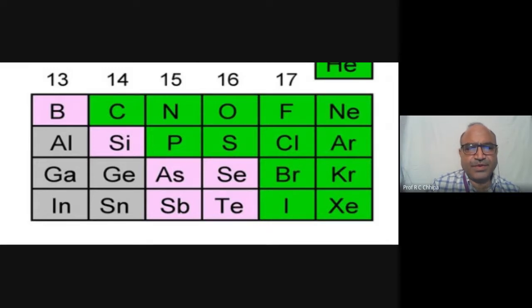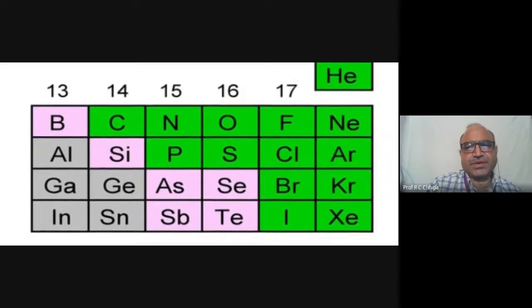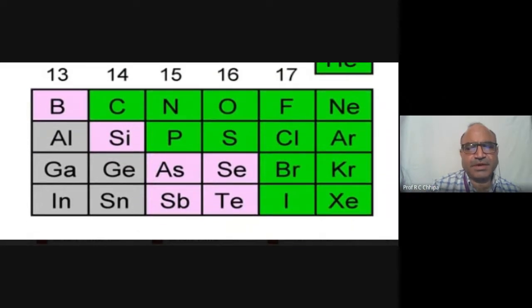2p1, 2p2, 2p3, 2p4, 2p5, and 2p6. So overall we get neon, and we are well aware that group number 18 is the inert gas, because the atoms have completed their respective shell of electrons.